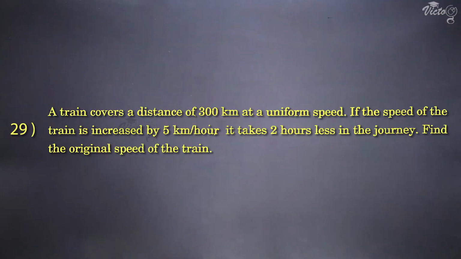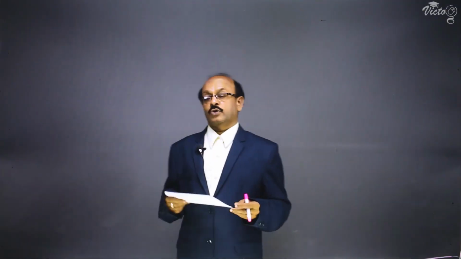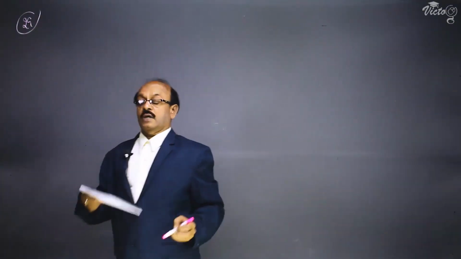Next is question number 29. A train covers a distance of 300 km at a uniform speed. If the speed of the train is increased by 5 km per hour, it takes 2 hours less in the journey. Find the original speed of the train. In this question, we have to find out the original speed of the train.